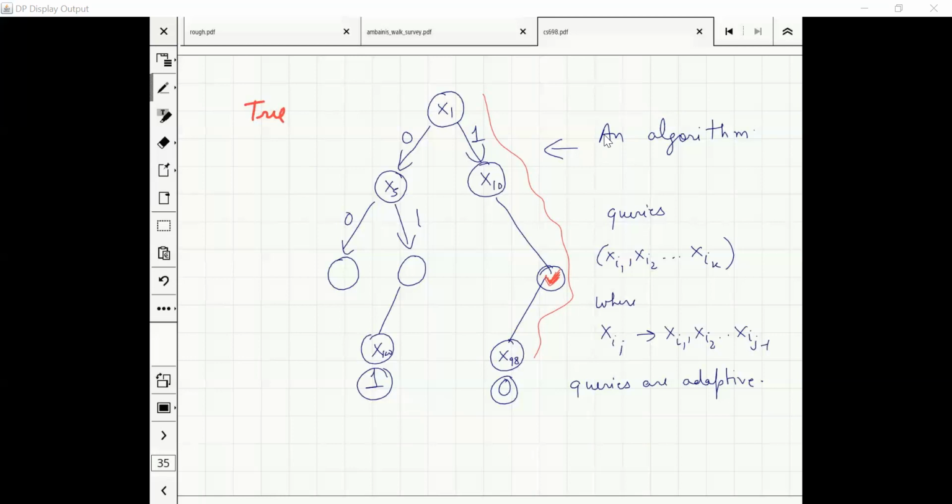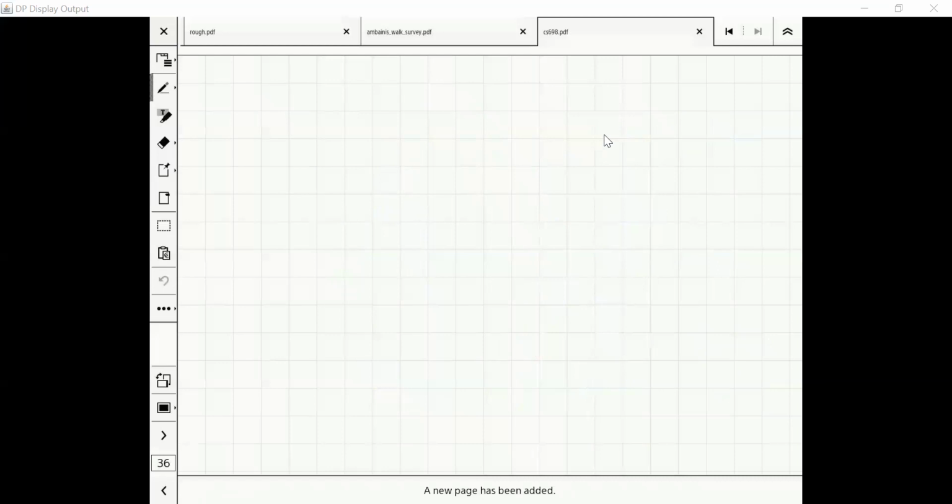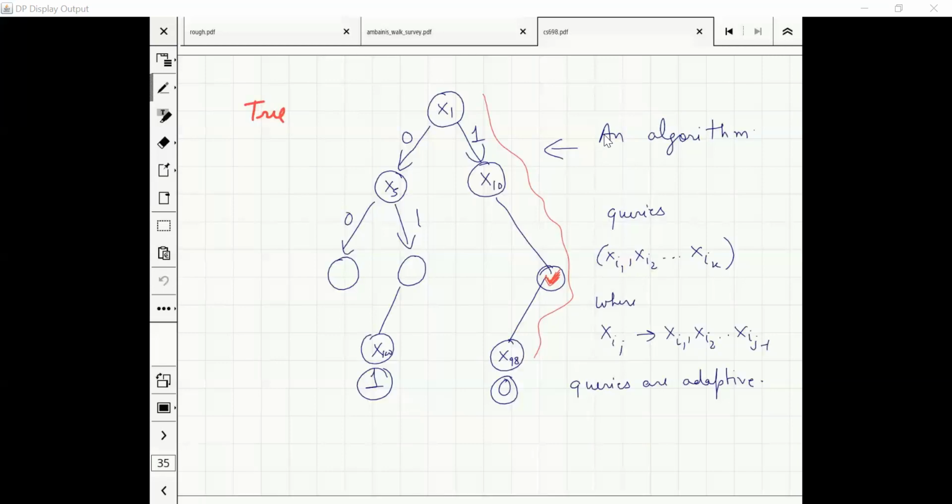Now, first question is, what is the complexity of this tree, or what is, I should say, in quotes, running time, because there is no time concept here. It's only the number of queries. So if I ask, how expensive is this algorithm for me? What will be your guess? Given such a tree, what is the complexity of the tree? Depth of the tree. Very good.